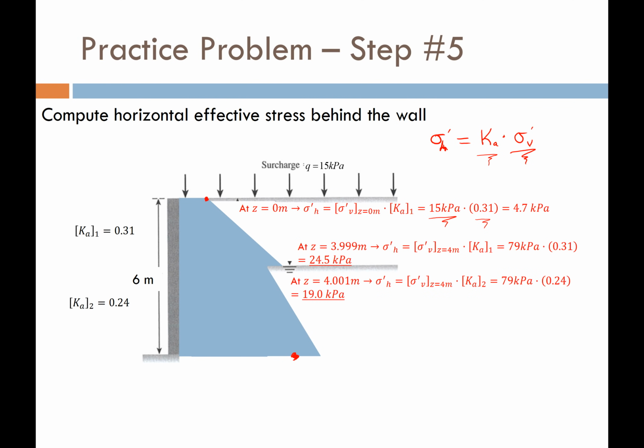Now at a depth of 4.00001, we're just barely into the second soil layer, so our active earth pressure coefficient has now changed to the 0.24. But we're going to say it's about the same vertical effective stress. So all I need to do is multiply that same vertical effective stress by the active earth pressure coefficient from the lower layer. And by doing that, I get 19 kPa. So that's why we get this sudden shift in our stress profile.